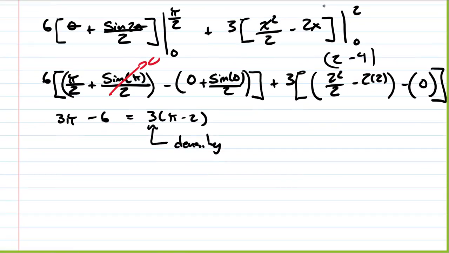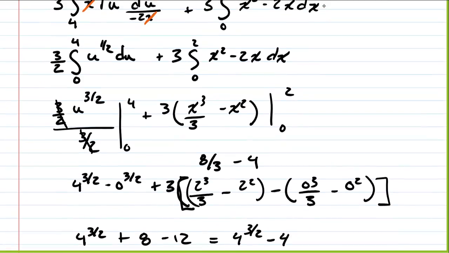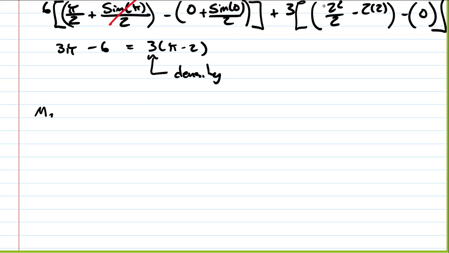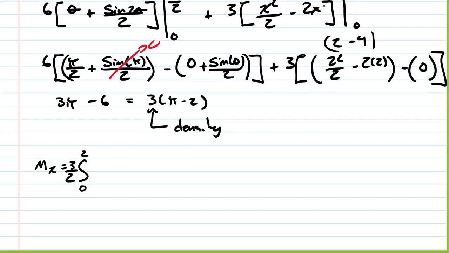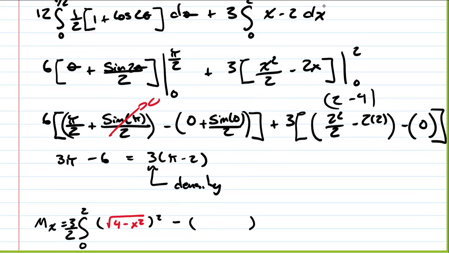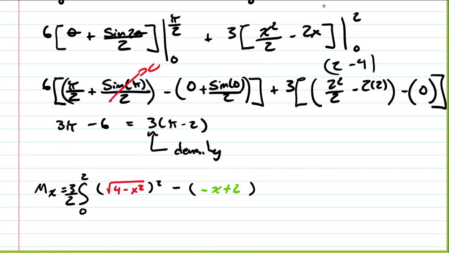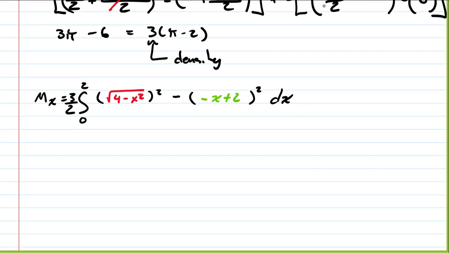So let's see. We've got our mass. We've got m sub y. And what's the only thing that we have left then? M sub x. Our formula for m sub x is the integral from 0 to 2 of rho over 2, so that's 3 over 2, times f of x squared minus g of x squared. Our f of x is the square root of 4 minus x squared, minus our g of x, which is negative x plus 2, squared, dx. Well, that squaring makes a lot of things work out rather nicely. So 4 minus x squared, squared, is just going to be 4 minus x squared.